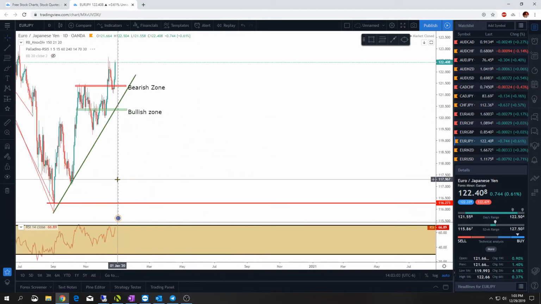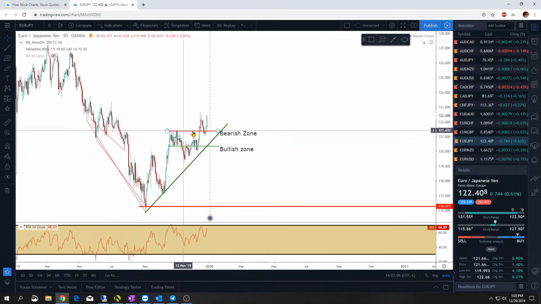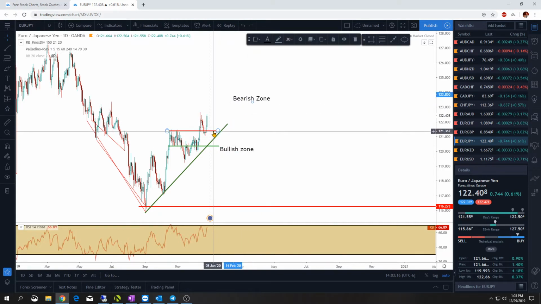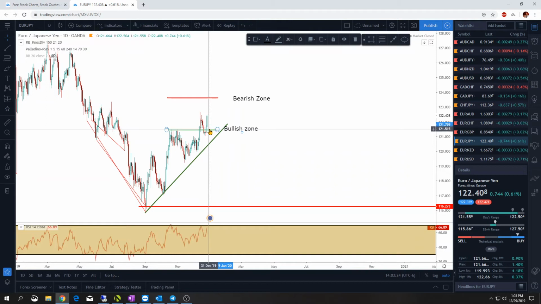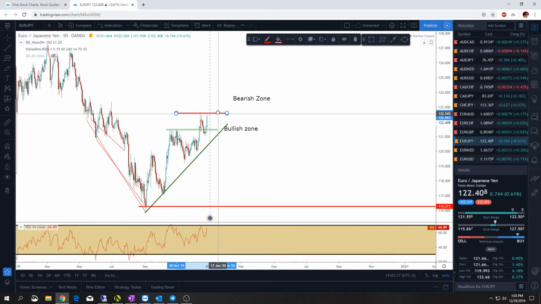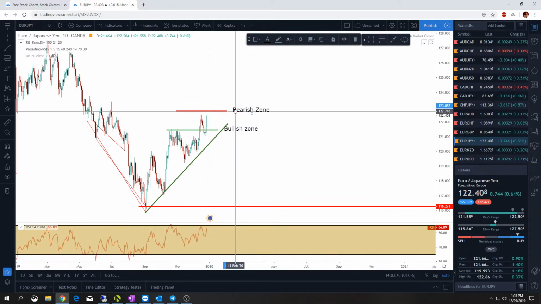EURJPY. Okay, so we had a break of this resistance, a retest, and now price is shooting back up. So let's take our bearish out of the way. Let's put our bullish right there. And if price comes back down into this region, we're going to get bullish. Another thing to be looking at is, is this going to end up being a double top right here at this resistance level? And if it is, we might get bearish on this double top.